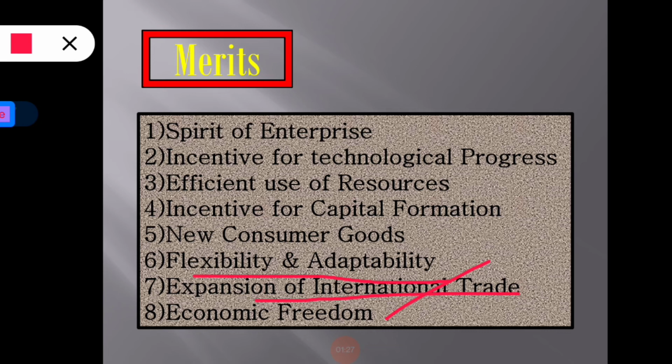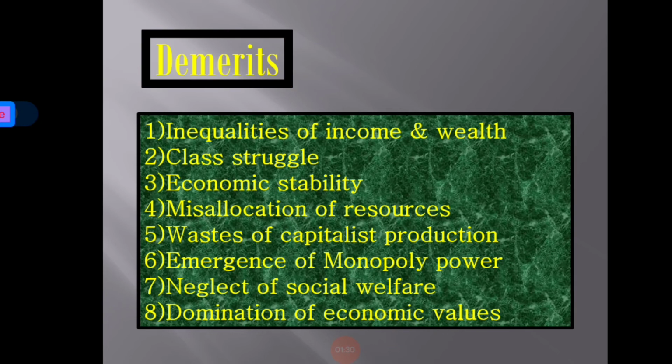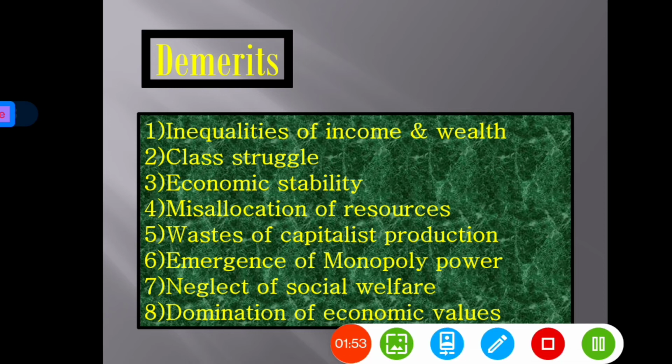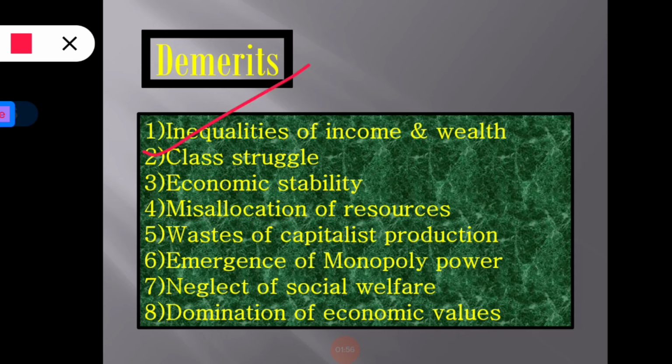So now going to some demerits. Capitalistic economies have experienced higher incomes, more output, higher efficiency, technological products, new consumer products, higher standards of living, and more economic freedom. But the capitalistic economic system is not free from some defects. The first one is inequalities of income and wealth. The major defect of the capitalist economy is that it has led to large inequalities in the distribution of income and wealth.